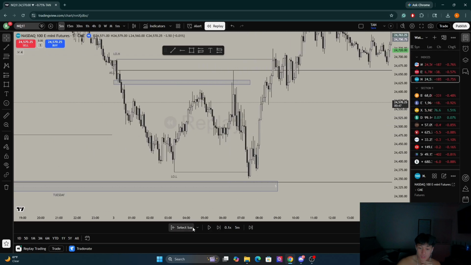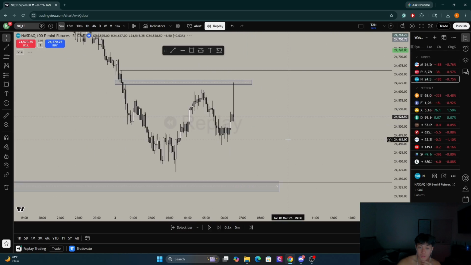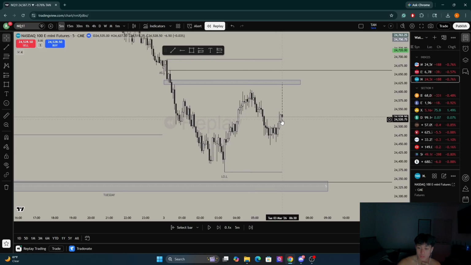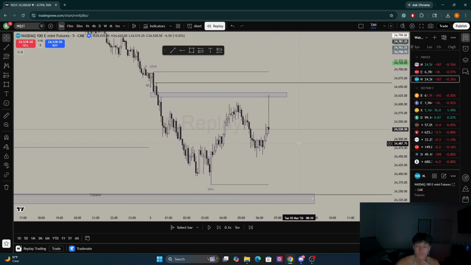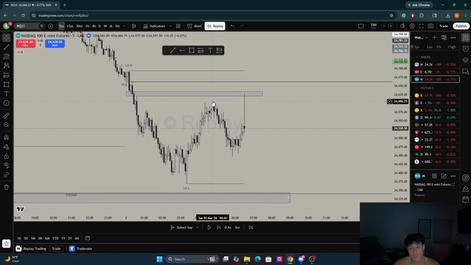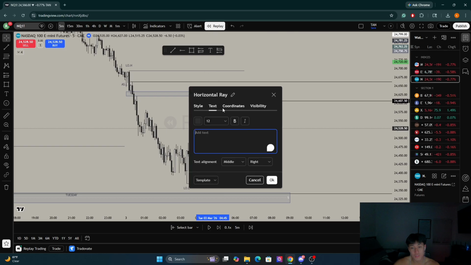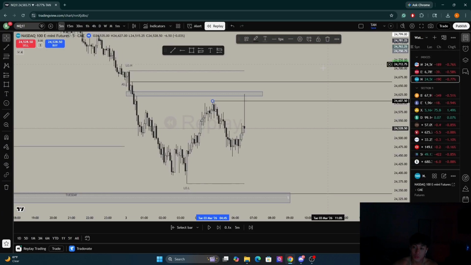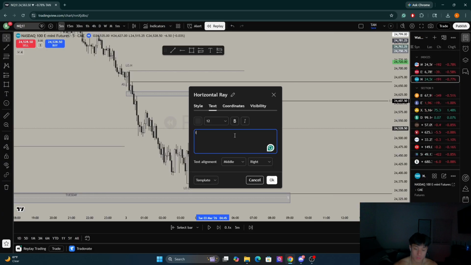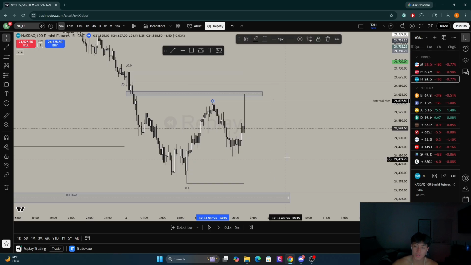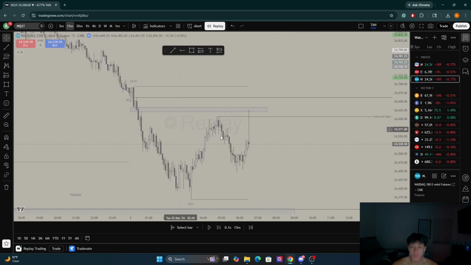Where's the pre-market? Select bar. Pre-market, that's a 6:30 candle. All right. First thing I noticed today was I'm gonna mark this out right here. Internal liquidity right here, internal high. What else did I notice on the 15-minute time frame?